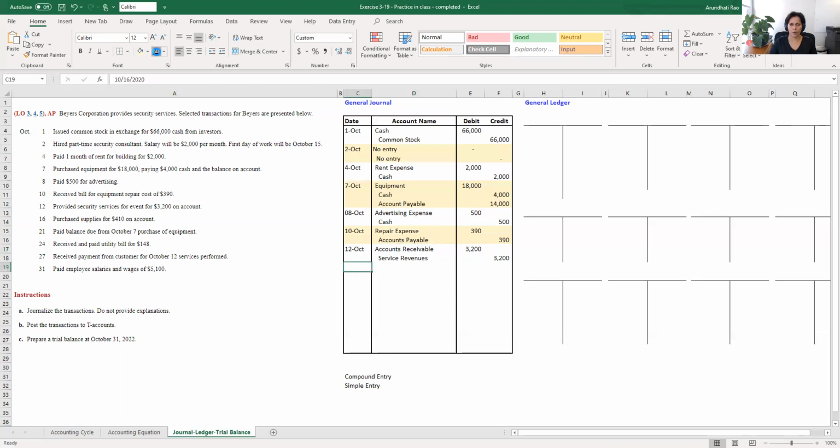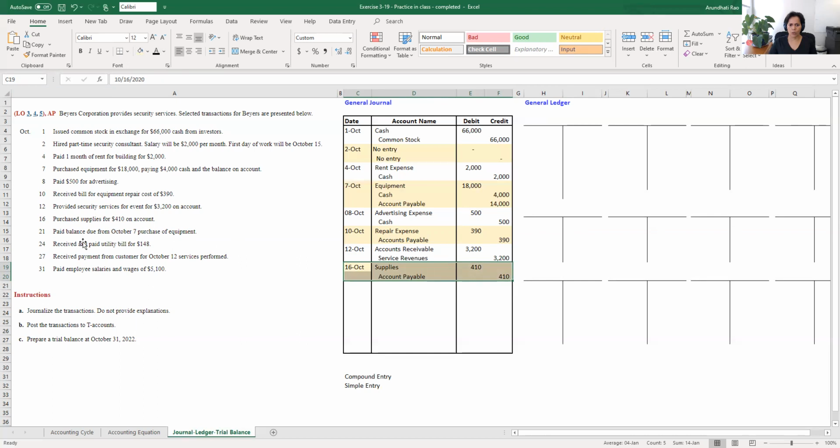Once again, let's start by writing our date. What we got is supplies. Supplies is an asset. And I didn't pay right now. It's accounts payable credit, and the amount is $410.